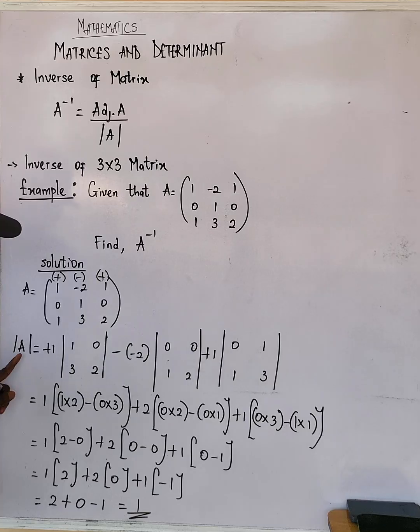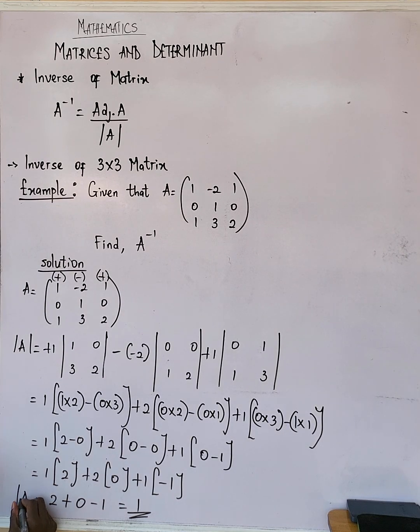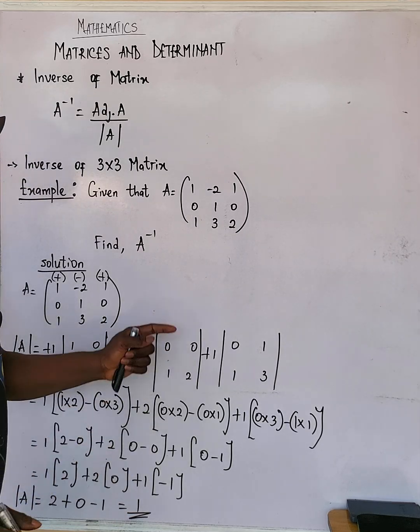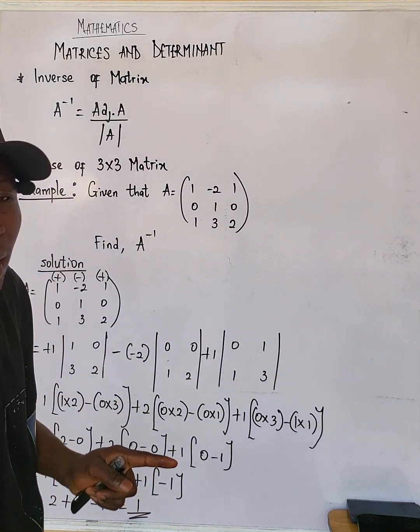So what did we just get? We just got the determinant. This is the determinant of matrix A. Since our determinant does not give us 0, we can go on and look for the adjoint.